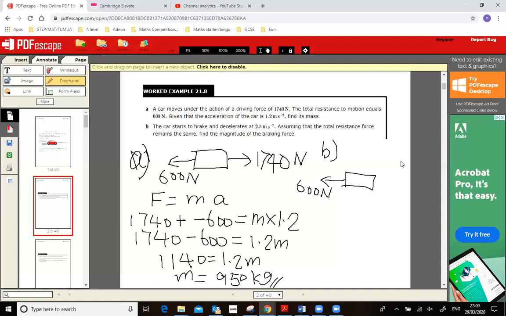But in part B, we have a different force acting on the car, which is the braking force. The braking force is trying to stop the car moving forward. So if I want to stop the car moving towards the right-hand side, that means my braking force must be acting in the opposite direction, which is the left side. So that's my braking force. Okay, so then let's use F equals ma.